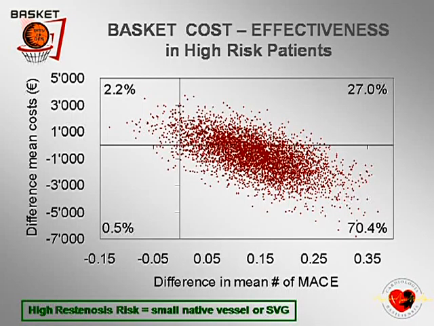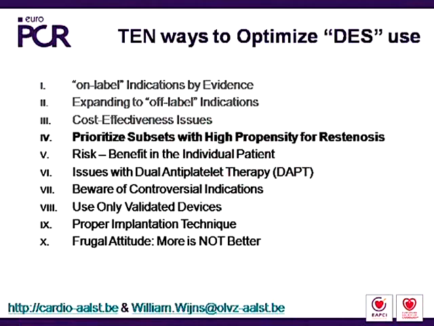On the risk profile, the cost effectiveness varies a lot, and you cannot put all of this on one big pile. You have to individualize therapy. So based on clinical common sense and cost effectiveness issues, there is number 4, prioritize subsets with high propensity for restenosis when using drug-eluting stent versus bare metal stents.